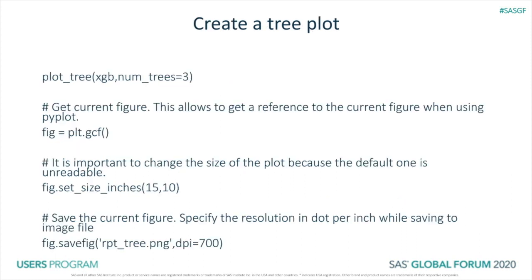We use the plot_tree function provided by XGBoost to create and display the tree plot. It is important to change the size of the plot because the default size may not be legible. The num_trees option indicates which of the generated trees should be drawn, not the number of trees. Here we set the value to 3 to get the third tree generated by the XGBoost model. We save the current figure to the rpt_tree.png file and specify the resolution in dots per inch while saving the image file.